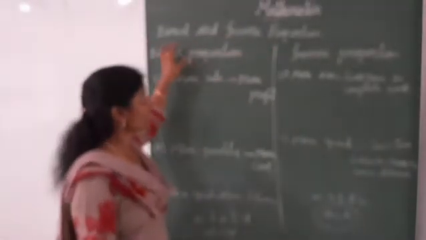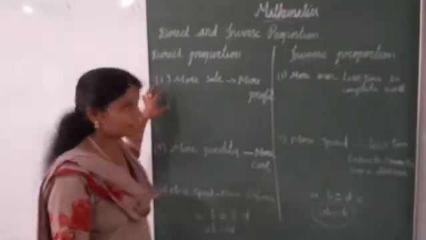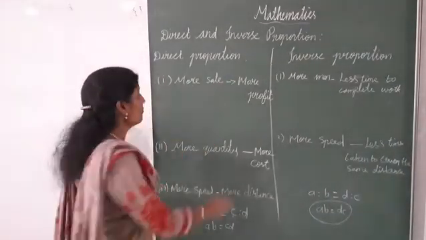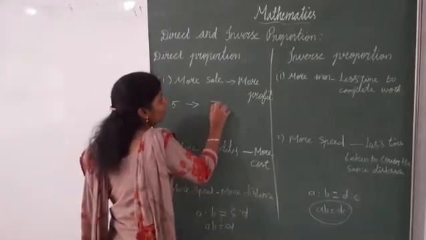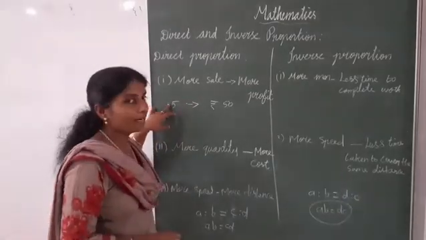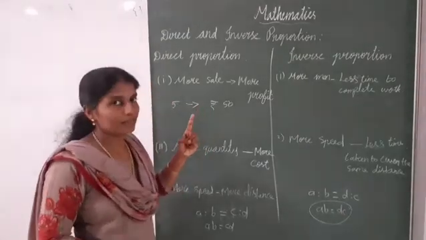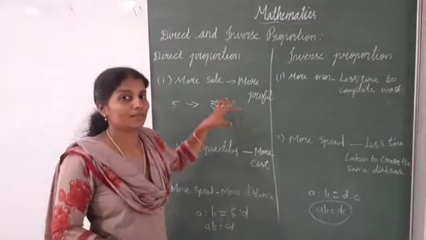Okay. Next one, direct and inverse proportion. Okay, direct and inverse proportion. What is direct proportion? Listen, for example, more sale, more profit. If we sell 5 apples, 1 apple is 10 rupees. If we sell 5 apples, we will get 50 rupees. Isn't it? 50 rupees. Each apple will get 1 rupee profit. How much profit? 1 rupee profit. So 5 apples will get 5 rupees.